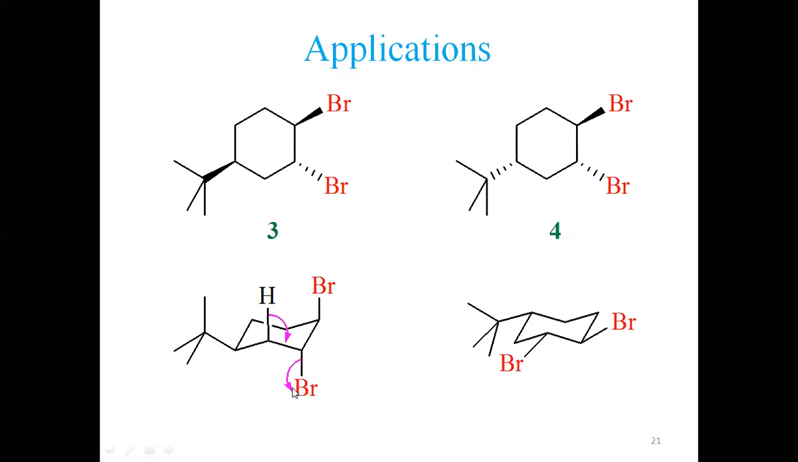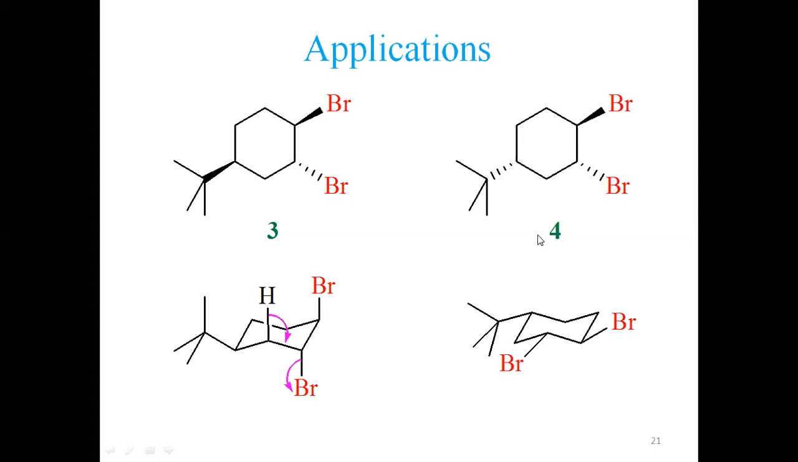This bromine can leave, and this hydrogen at axial can leave without electron pair, generating a double bond here. Another possibility is here, this bromine leaves from here and a hydrogen present here leaves without electron pair. So two isomers are possible, one with a double bond here and one with a double bond there. So they are not the same compound. They are two different isomers in fact.